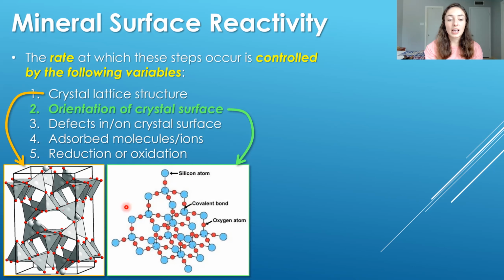However, the ones at the edge or the outer surface of the mineral are not coordinated by all the oxygens. In fact, the one up here only has 1 closest neighbor. It's way more susceptible to dissolution than the ones within the center of the structure that are coordinated by 4 different atoms. And so the orientation of the crystal surface is really referring to how susceptible your atoms at the surface are, how coordinated they are.